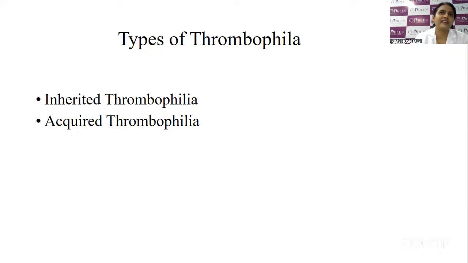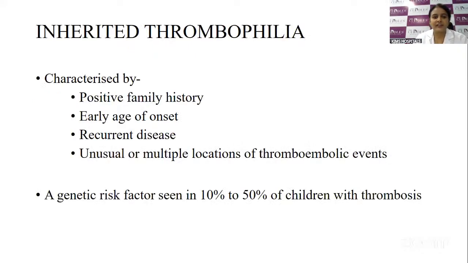This involves inherited and acquired thrombophilias. Among the inherited thrombophilias, they are usually characterized by a positive family history, and they usually present at a very early age. These thrombophilias are very recurrent, and are unusual in multiple locations of thrombophilic events.